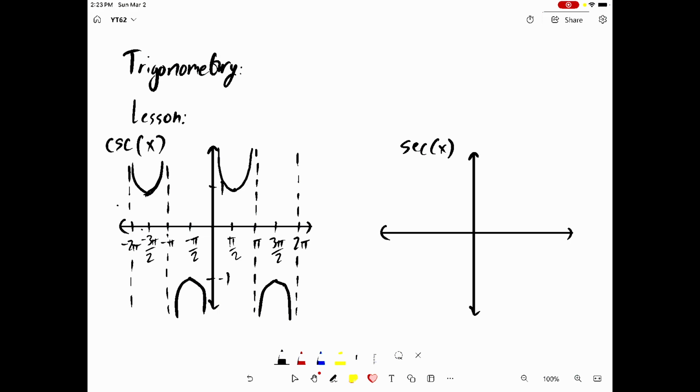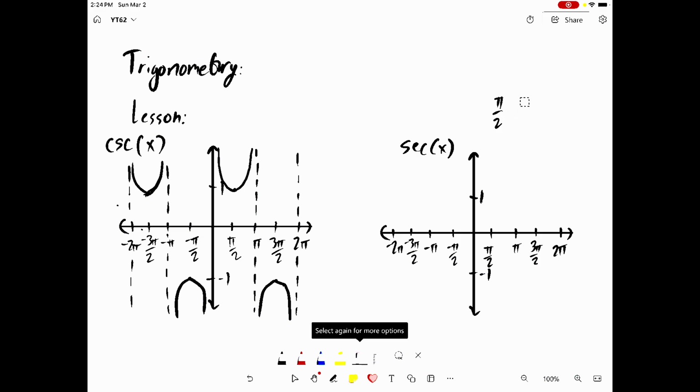Now for secant of x, we're going to label the axes in the same way and get to graphing it. So we have all the axes labeled, and now it's time to graph secant of x. So unlike cosecant of x, its asymptotes are at multiples of pi over 2. So pi over 2n. Sorry, no, not pi over 2n. Pi over 2 plus pi n.